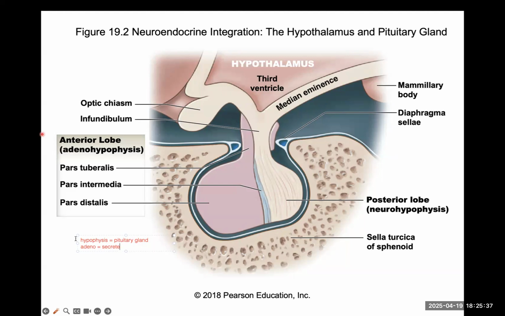So it's going to be controlled by the hypothalamus. The adenohypophysis is controlled by the hypothalamus. The hypothalamus will secrete chemicals that will come down here to the pituitary gland. So the adenohypophysis is called adeno because it's controlled by the secretions.